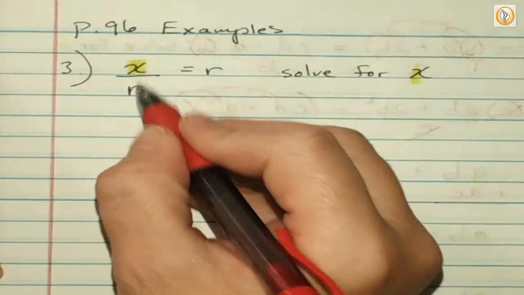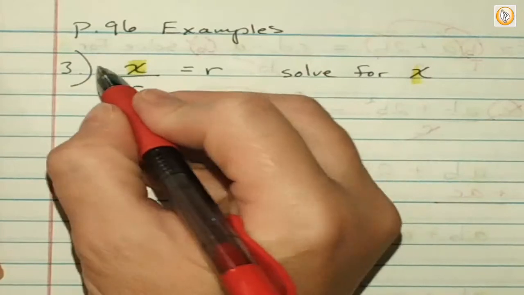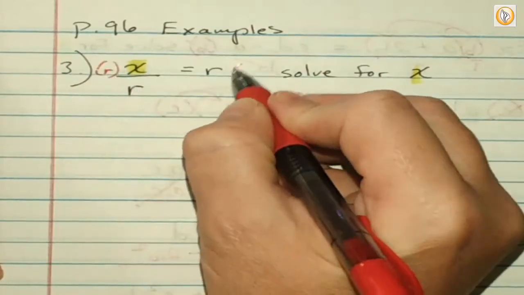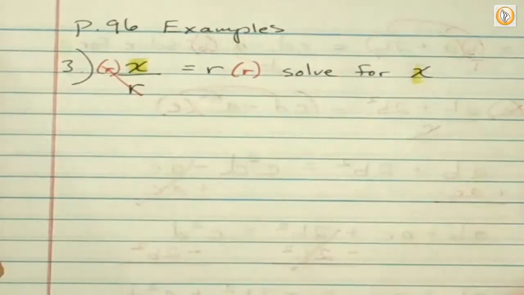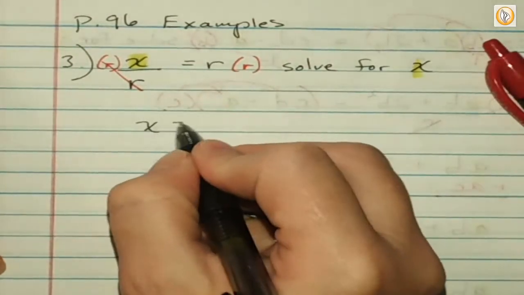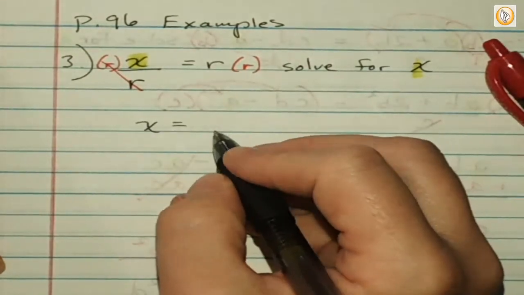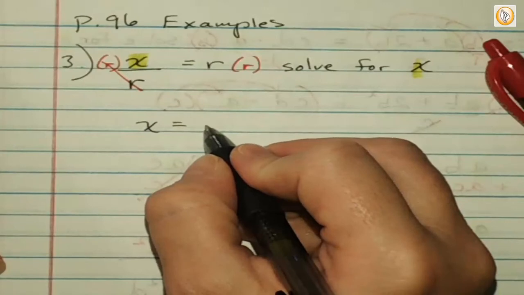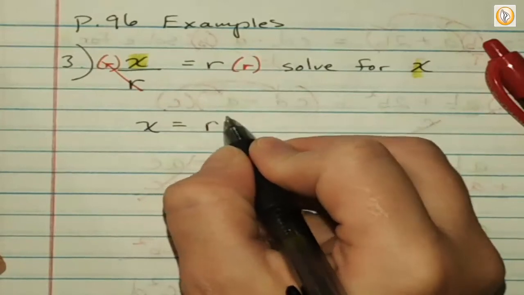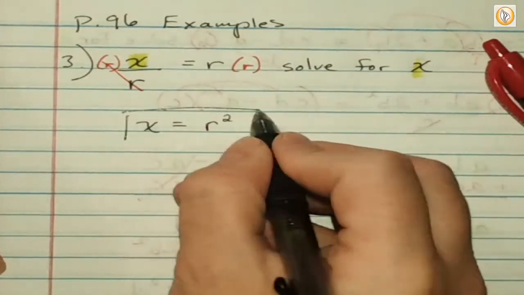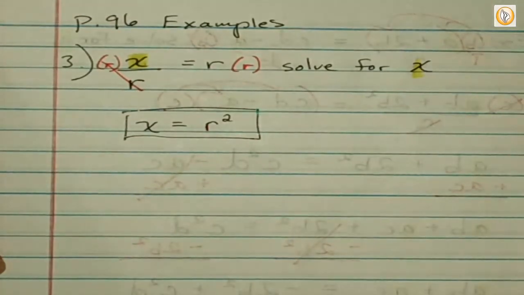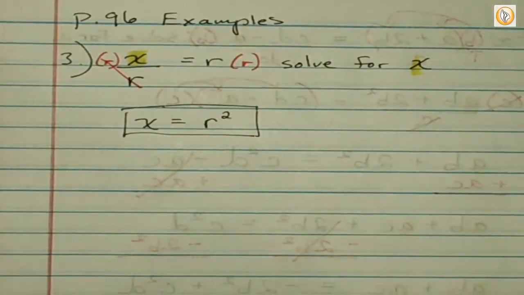That's right, because we're dividing, so we're going to multiply both sides by R. These cross out, so X equals what, Cecilia? Yes, you're right. R times R is R squared. Good job. Any questions?